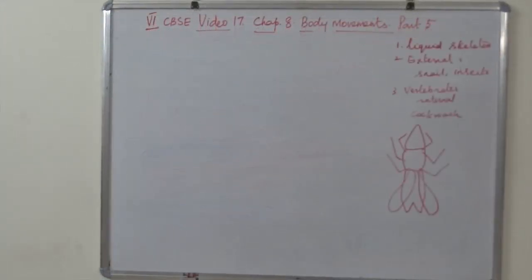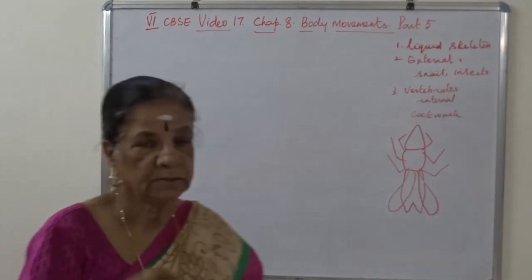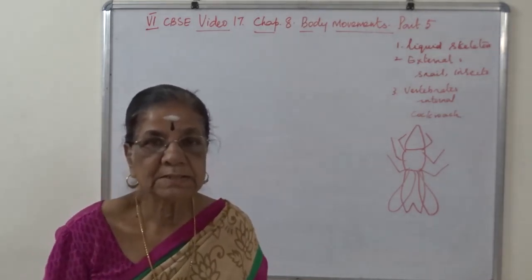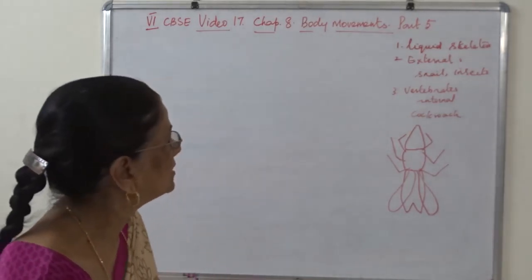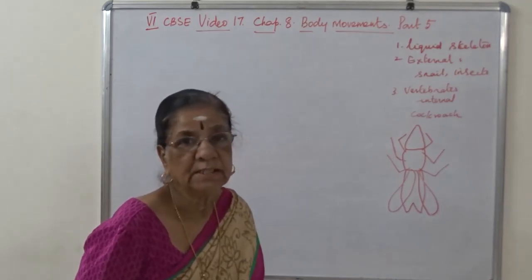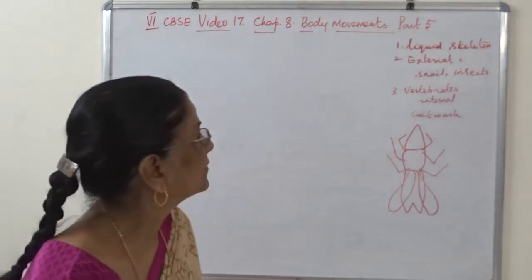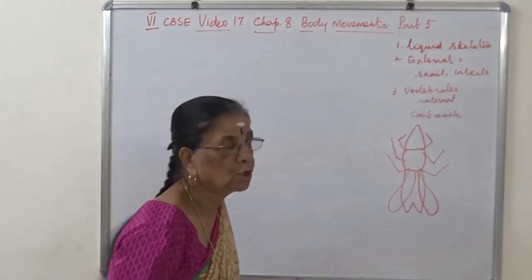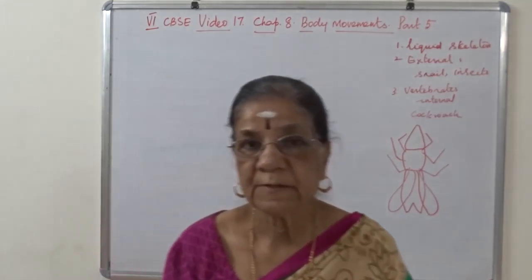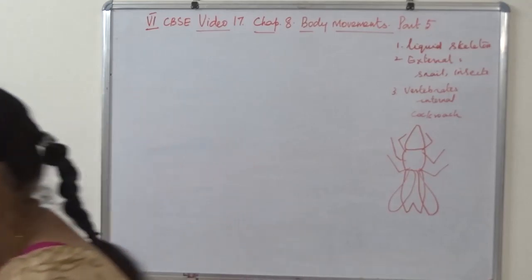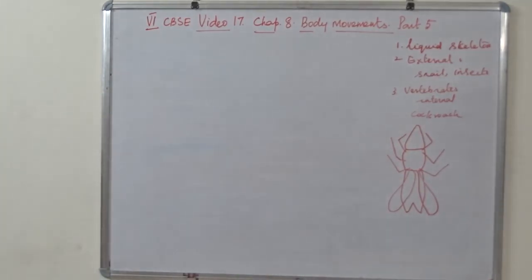Sixth standard CBSE children, we will continue. We are talking about movement in animals: earthworm with the liquid skeleton, snail and insects with the external skeleton. Then we are going to talk about movement in insects.